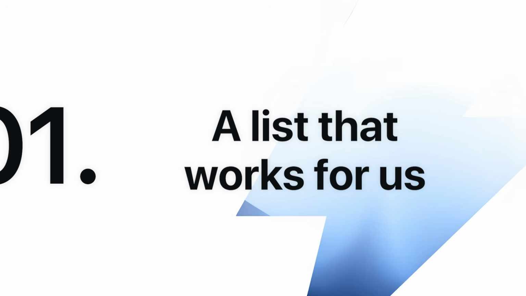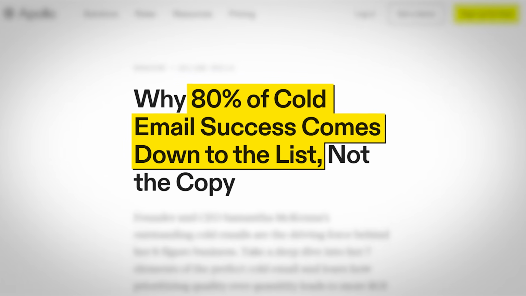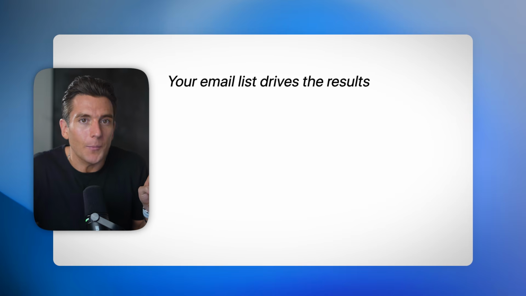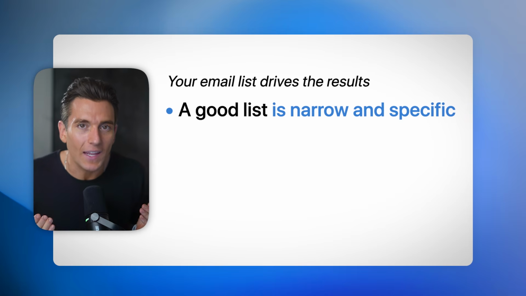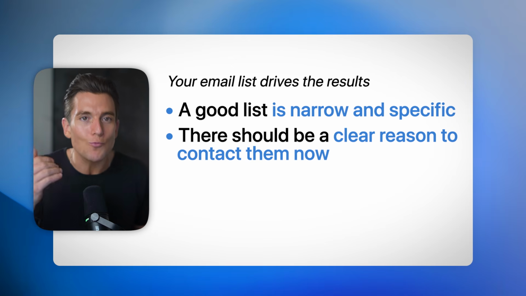So step 1 is we want to build a list that does the work for us. Look, if your list is wrong, nothing else matters. The list is probably 80% of your result before you write a single word of copy. And a good list isn't just people who could theoretically buy from me. No, it is narrow, it is specific, and there is a clear reason why this particular person would want to hear from you right now.